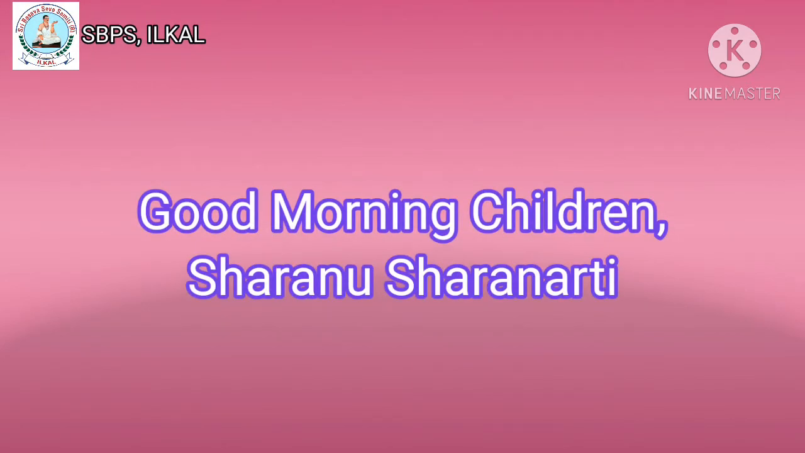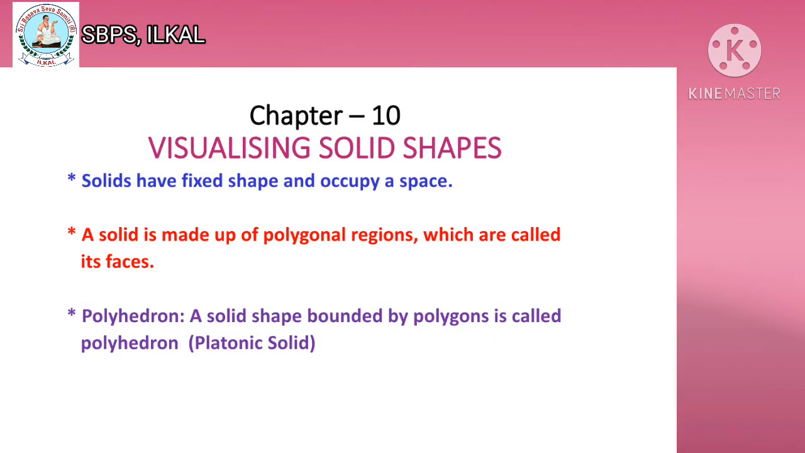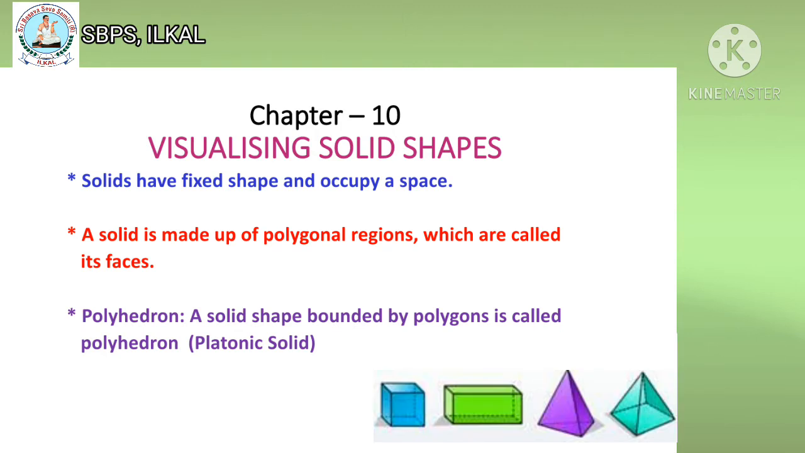Today we are going to begin a new chapter, that is chapter 10, Visualizing Solid Shapes. Solids have fixed shape and occupy a space. A solid is made up of polygonal regions which are called its faces. Polyhedron. A solid shape bounded by polygons is called a polyhedron. It is also called a platonic solid. Means we are going to learn about three-dimensional shapes, that is about 3D shapes in this chapter.